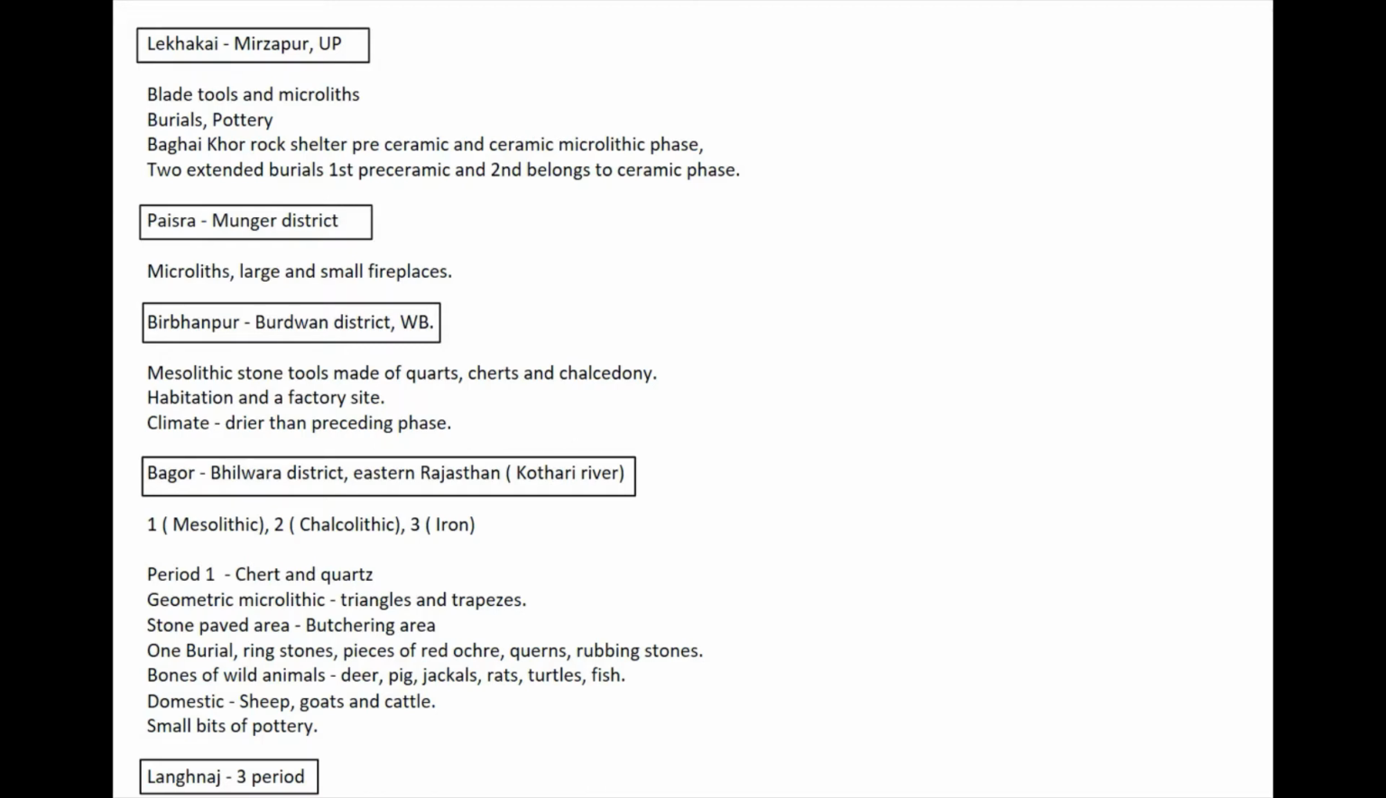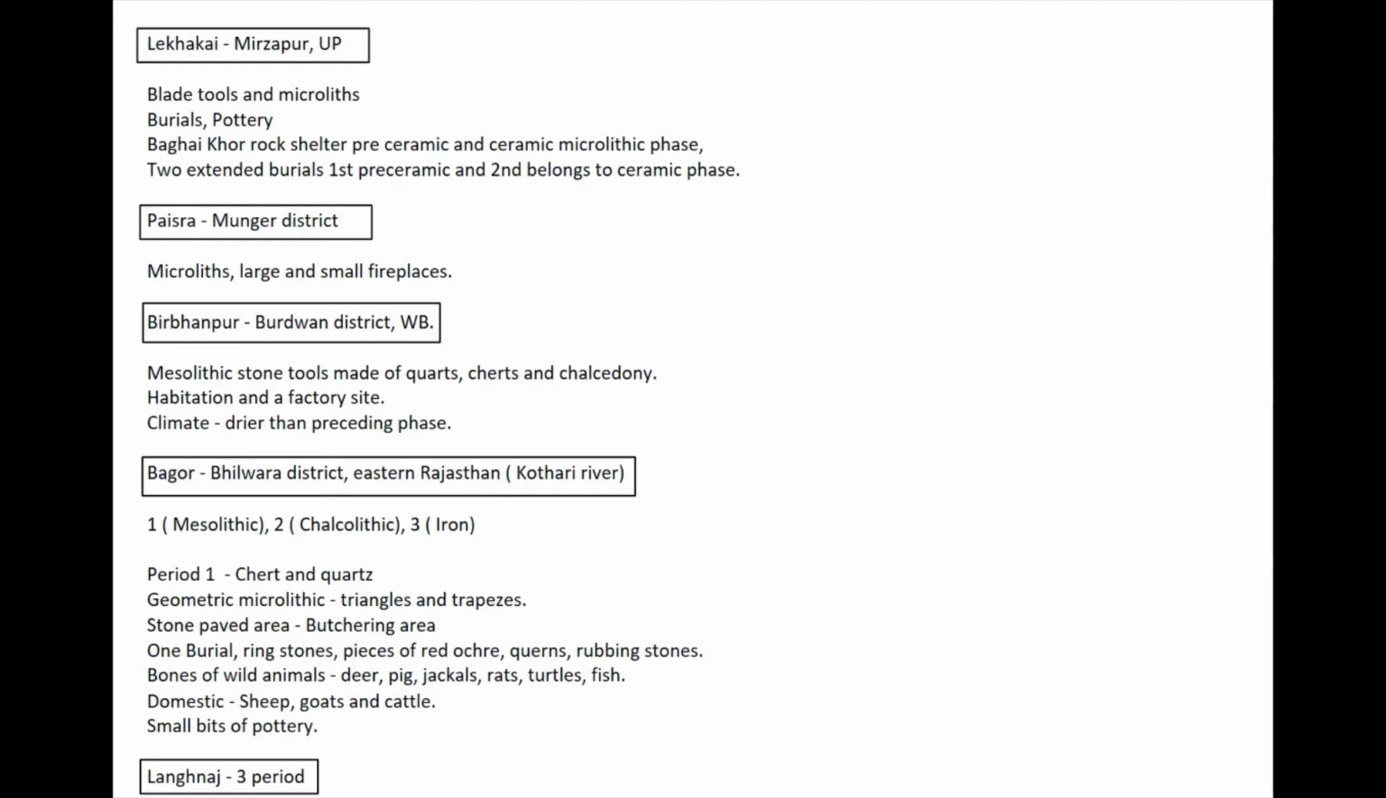Apart from microliths, there was evidence of large and small fireplaces positioned very close to each other. The thinness of the deposit suggests a short period of Mesolithic occupation. Now we'll come to Birbanpur. It is close to the Damodar River in Bardwan district of West Bengal. Mesolithic stone tools made of quartz, some of chert, and chalcedony were found here.